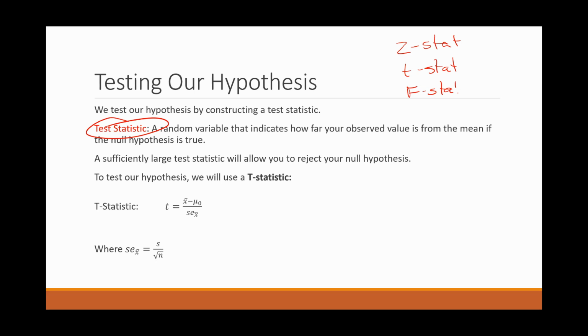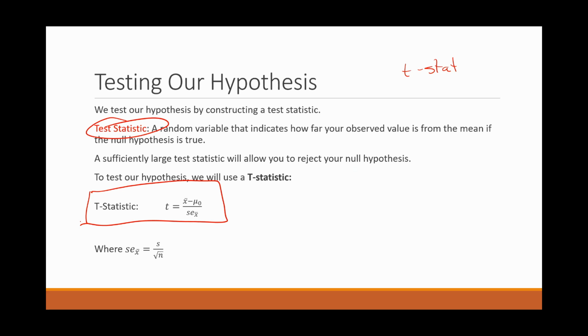In this review, I'm only going to talk about t-stats. This will be the most common. What we're going to do is construct a t-statistic. And if our t-statistic is sufficiently large, or sufficiently small, that is sufficiently negative, if the absolute value of our t-statistic is large enough, then we will reject the null. And if it is not large enough, we will fail to reject the null.